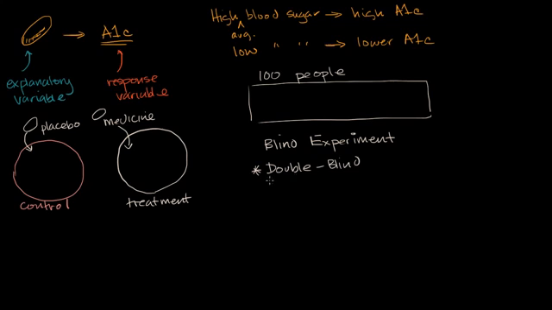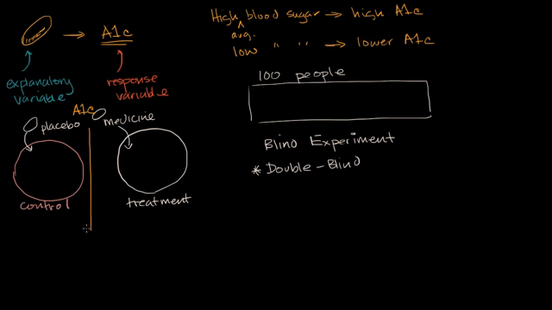And some people even talk about a triple blind experiment, where even the people analyzing the data don't know which group was the control group and which group was the treatment group. And once again, that's another way to avoid bias. So now that we've figured out we have a control group, we have a treatment group, and we're using A1C as our response variable, we would want to measure folks' hemoglobin A1C levels before they get either the placebo or the medicine.